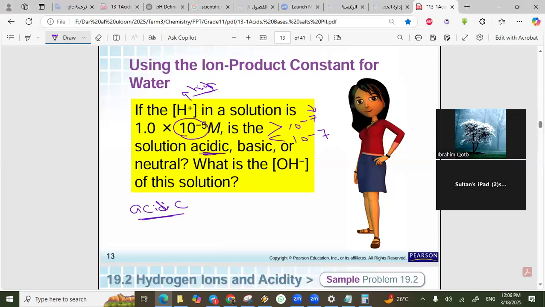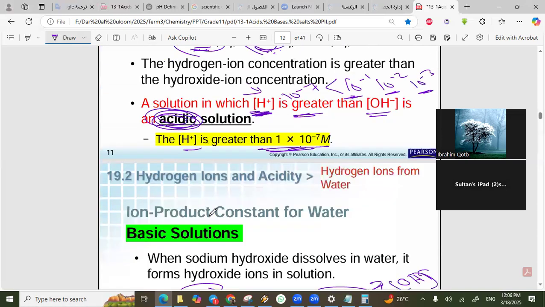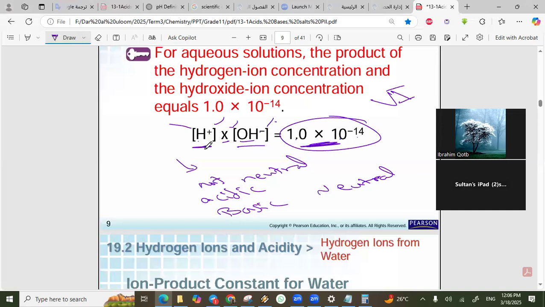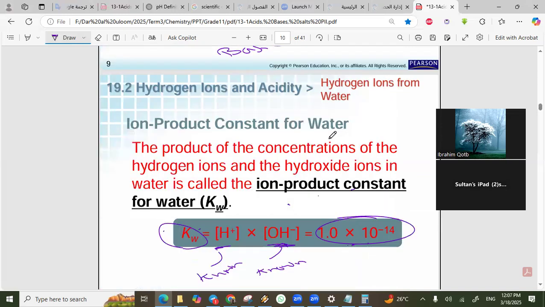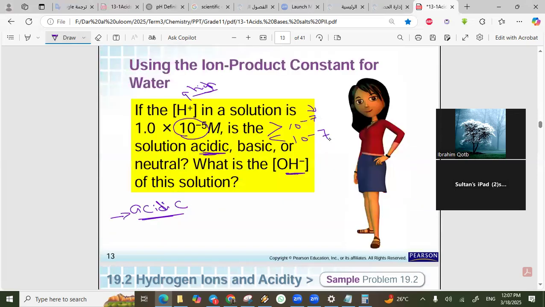This is the answer of the first part. It is acidic because the concentration of hydrogen is large. It is larger than 10 negative 7. What is the OH negative? Let's go back to this rule: concentration of hydrogen times concentration of hydroxide equals 10 negative 14. Here, I need the concentration of hydroxide.